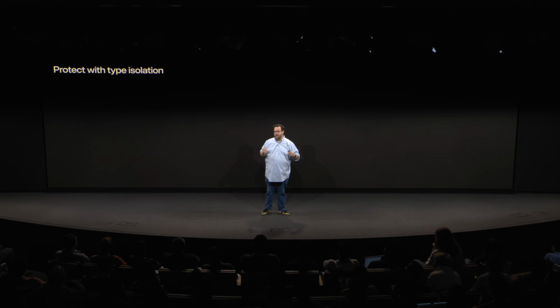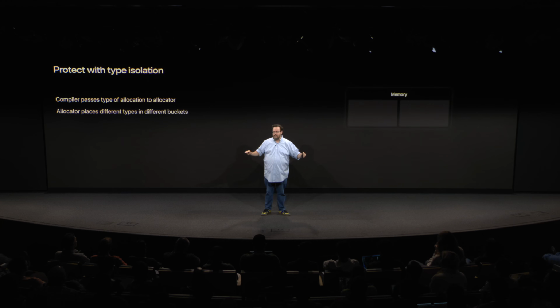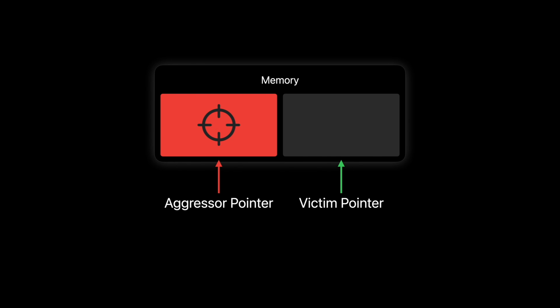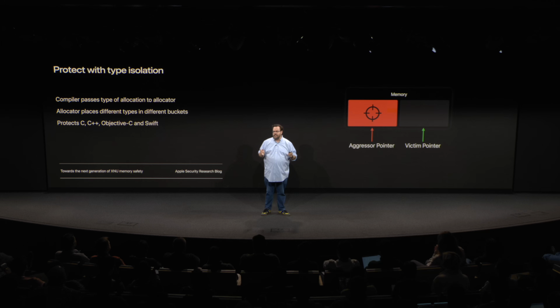With a typed allocator, the compiler and operating system work together to prevent type confusion by probabilistically allocating different types in different buckets of memory. The victim and aggressor allocations will likely be placed in different buckets, so attackers can't rely on type confusion. There is an excellent post on the Apple Security Research blog, towards the next generation of XNU memory safety, that goes into great detail about applying this approach to the kernel.